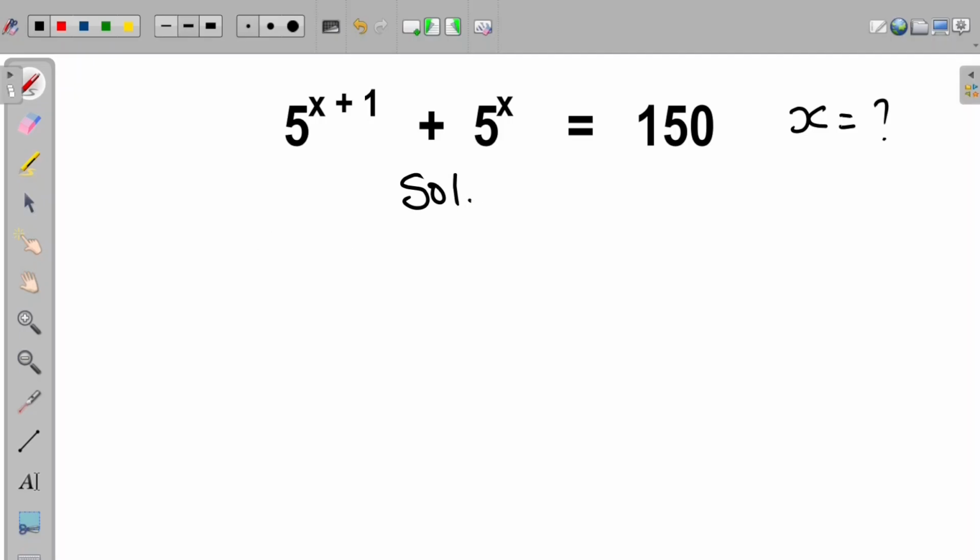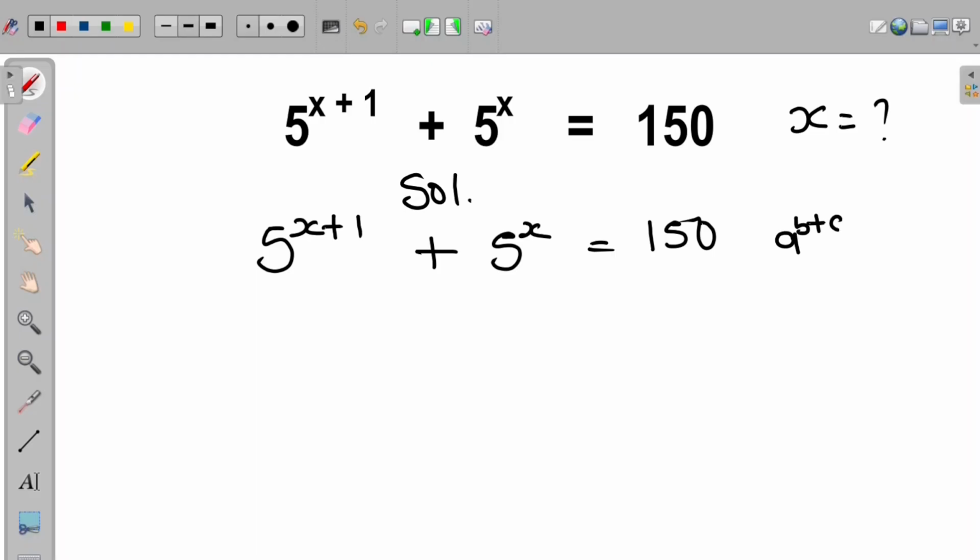The equation given to us is 5 raised to the power of x plus 1 plus 5 raised to the power of x is equal to 150. Now recall that in indices, if we have an expression a raised to the power of b plus c, this is the same thing as a raised to the power of b multiplied by a raised to the power of c. Since we had the same base, the powers were added. Now also this can be done at this point.